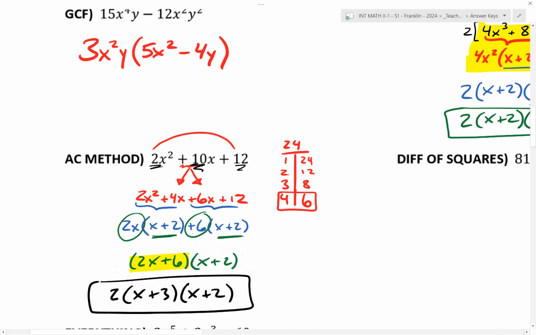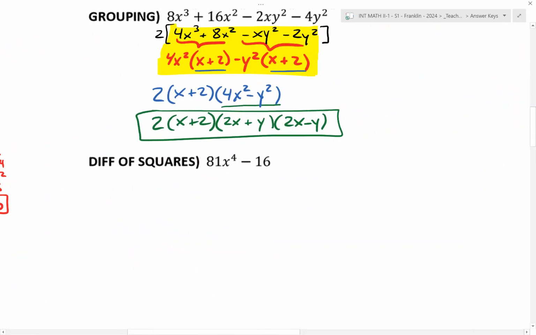They can sneak up on you. So definitely, if you don't look for it at the beginning, it's okay. But you can always notice it at the end. If you have one of your factors with a GCF to take out, go ahead and do that if you see it.